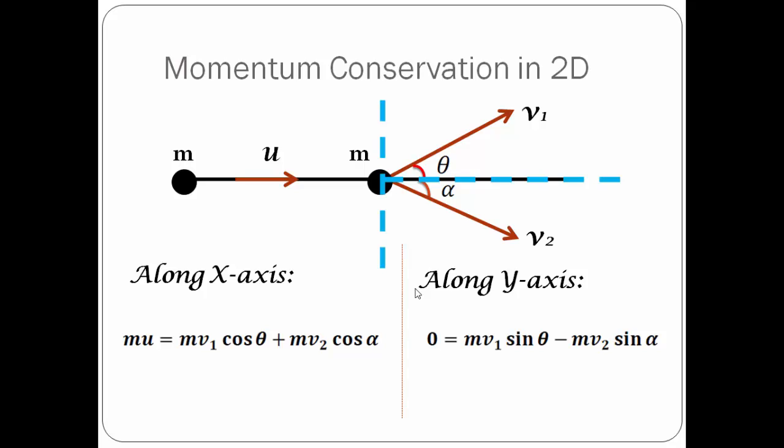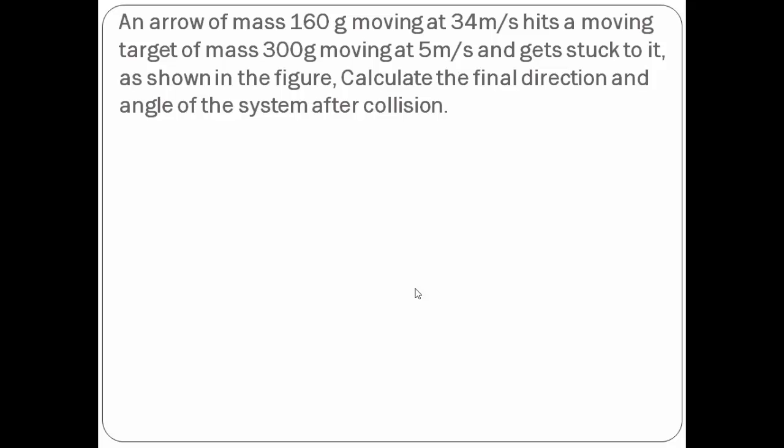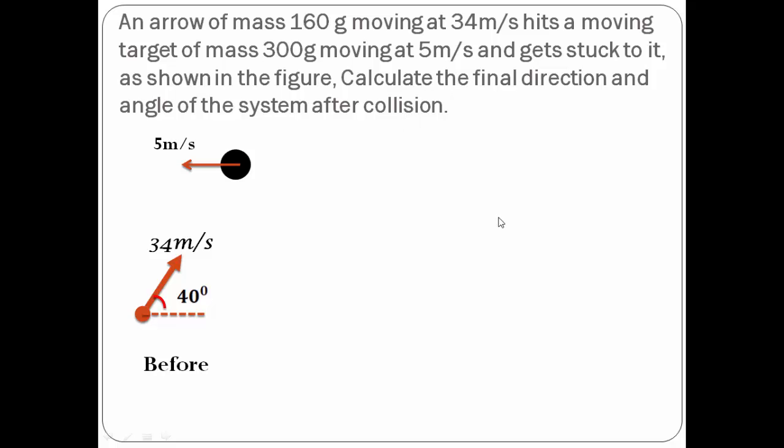Let us solve this further using an example. An arrow of mass 160 gram moving at 34 meter per second hits a moving target of mass 300 gram moving at 5 meter per second and gets stuck to it, as shown in the figure. Calculate the final direction and angle of the system after collision. So before, we have here u1, u2, their masses m1 and m2, and we have the initial angle given for the arrow.